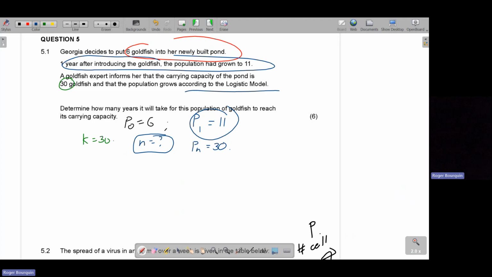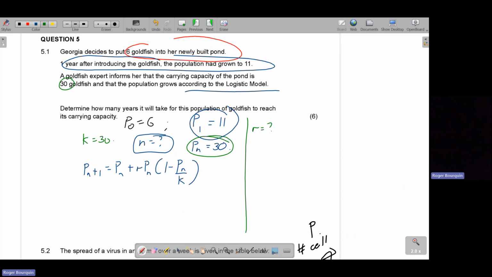So we go to your formula sheet, and we have that P(n+1) is equal to Pn plus R Pn (1 minus Pn over K). We just copy it down straight from your formula sheet. Now, the problem is we don't know what R is. So we have to figure out what R is. I can't figure out when the population is going to be 30 if I don't have a model for that. So the first objective is to figure out what R is.